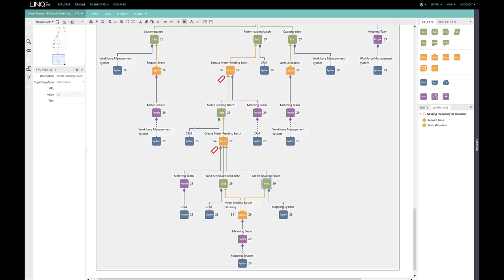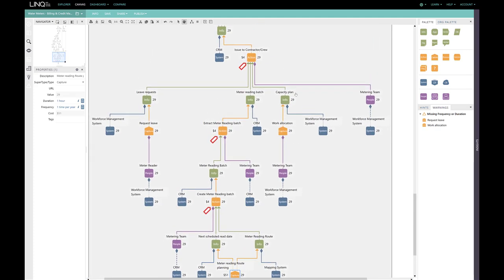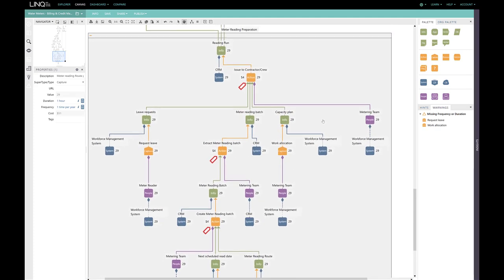These are then the inputs that allow the meter reading batch to be created by the metering team using the CRM. We have some costs here. The metering team costs us $50 an hour, and this meter reading route planning process takes 1 hour to perform. We're modeling a single instance here for doing a meter read. You can see as we go through this sketch, these connections make it very easy for us to build a story about what goes on in this part of the organization.